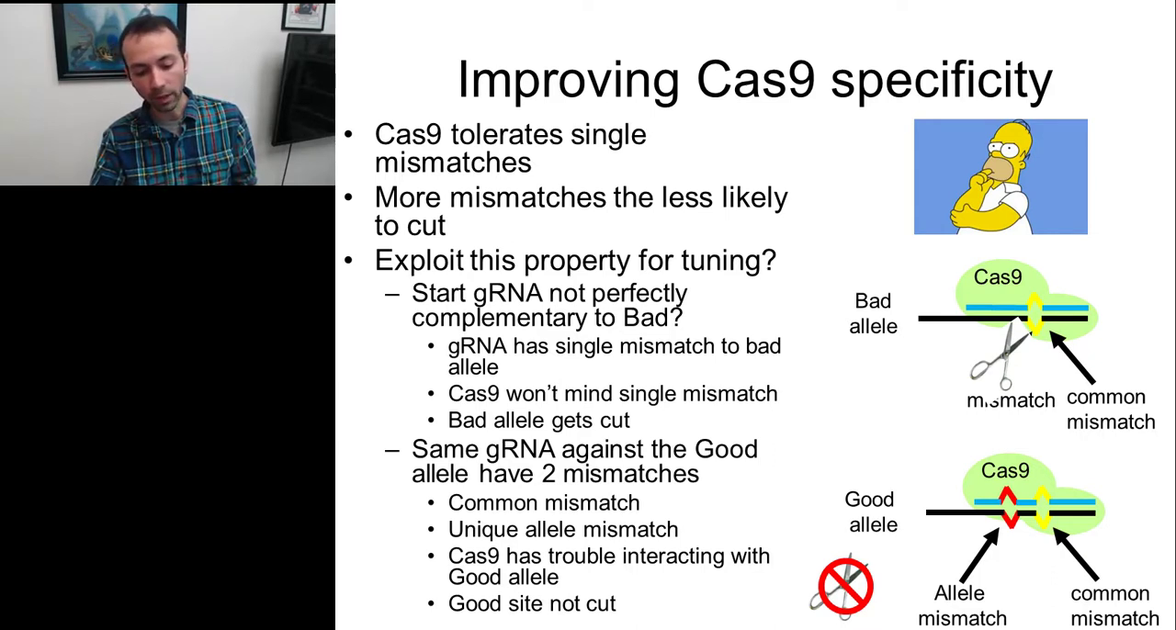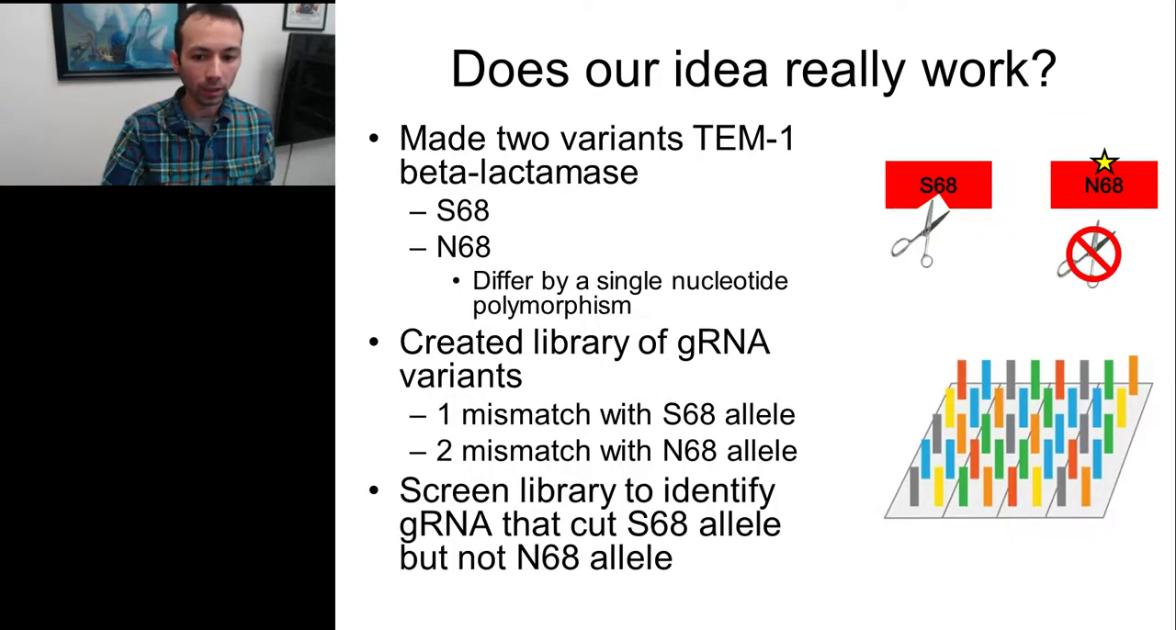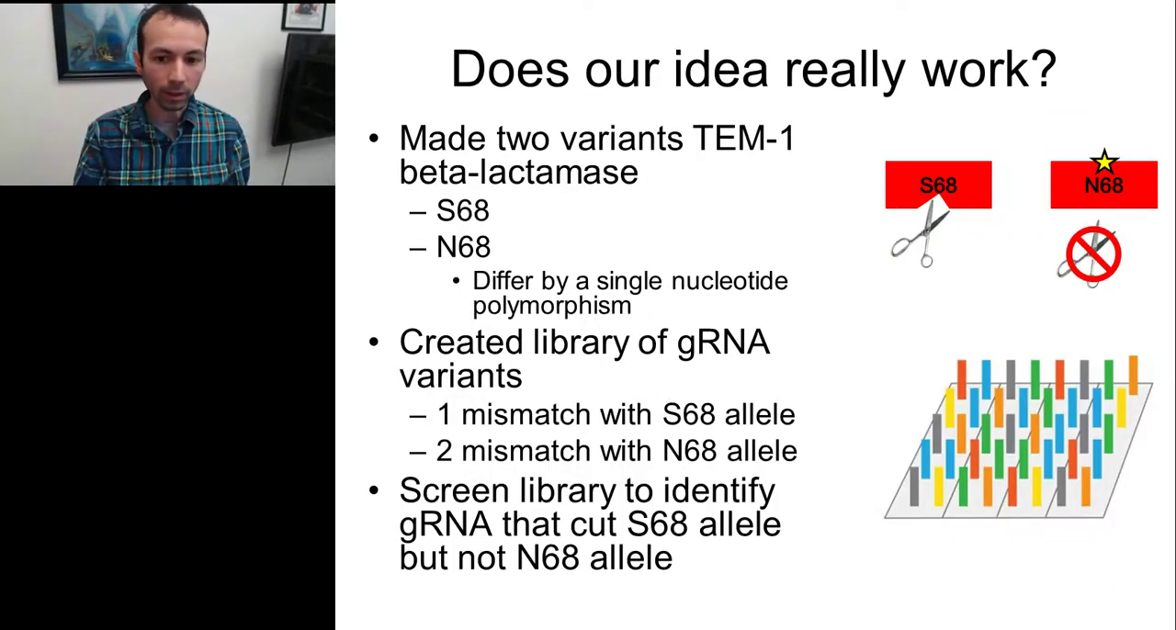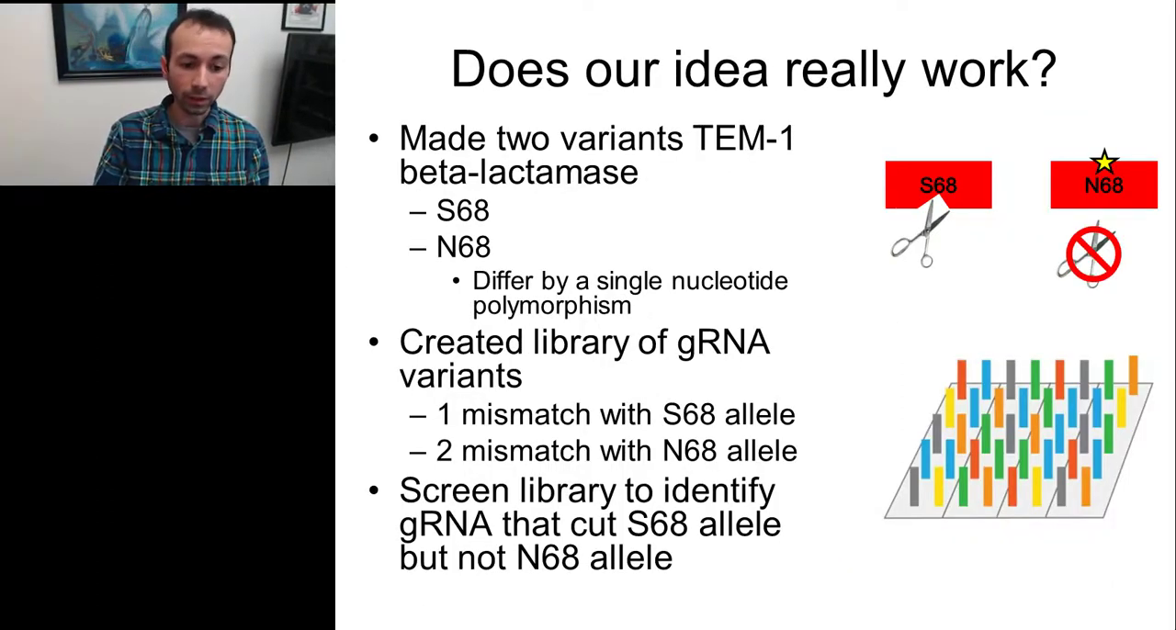And so we wondered if Cas9 would then actually have trouble interacting with the good allele and actually not cut it. So the question now was, does our deal really work? To test that, we made two variants of the TEM1 beta lactamase. One variant was S68, and the other was N68. And these two alleles differ by a single nucleotide polymorphism.